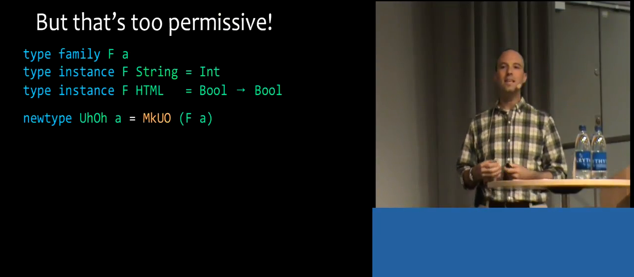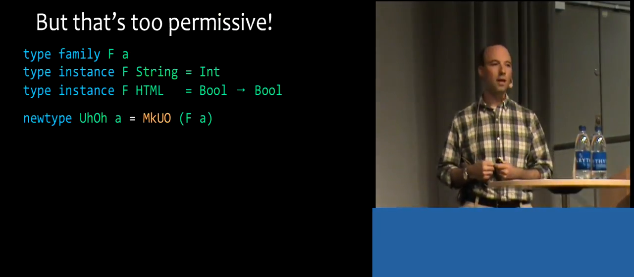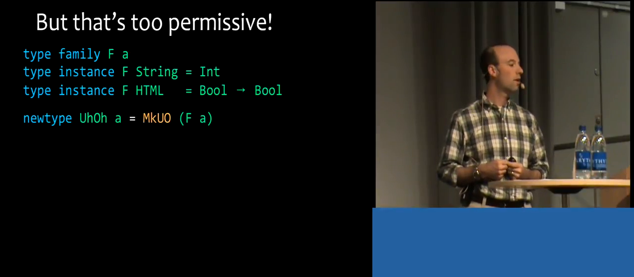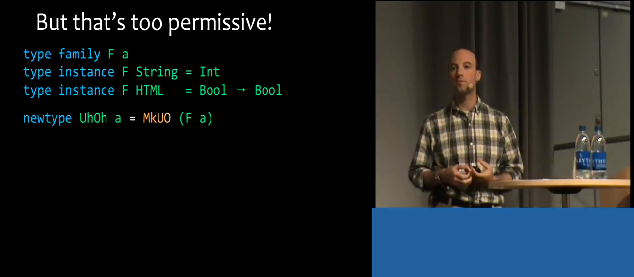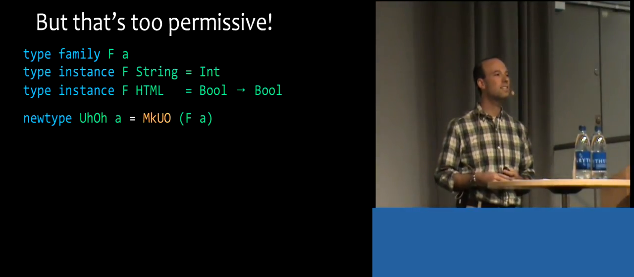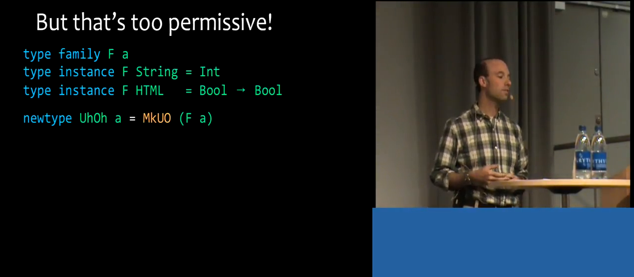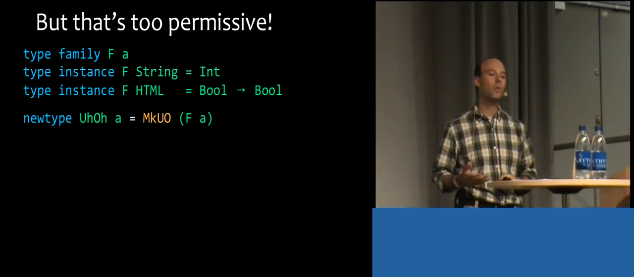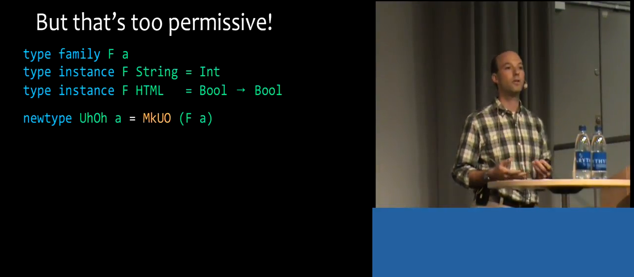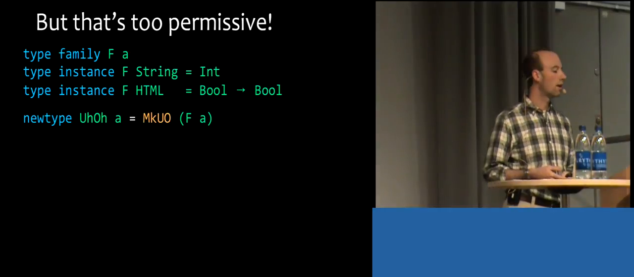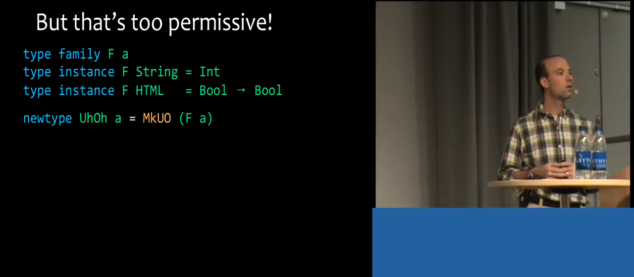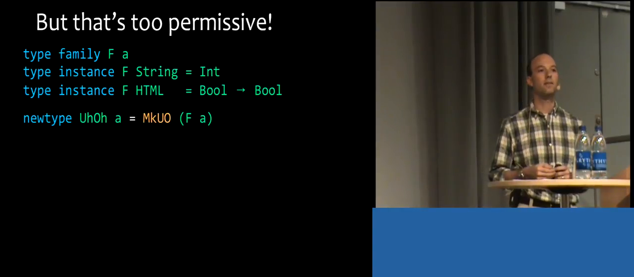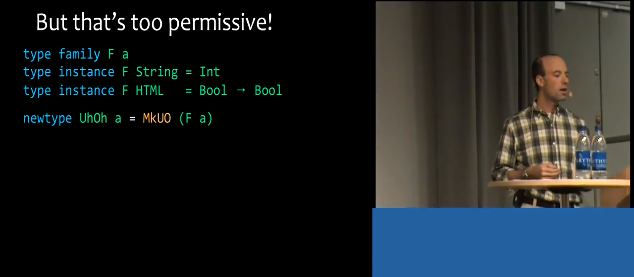The problem is that these lifting instances are sometimes a bad idea. So here we have a type family F, and for those of you not familiar with type families, a type family in Haskell is essentially just a type function. We can think of this as saying that F of string evaluates to int, and F of HTML evaluates to a function on bools. And now we use another new type abstraction called to wrap up F applied to A.